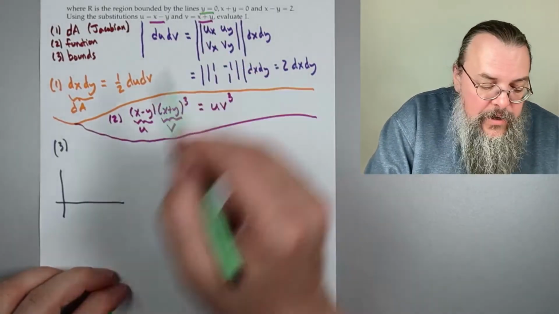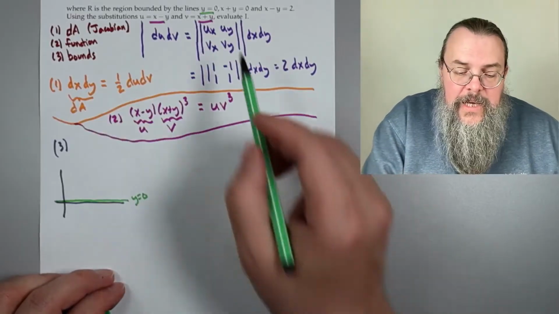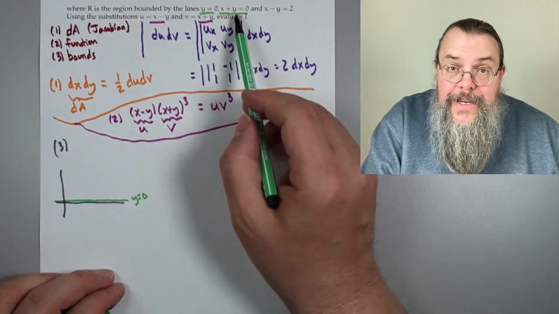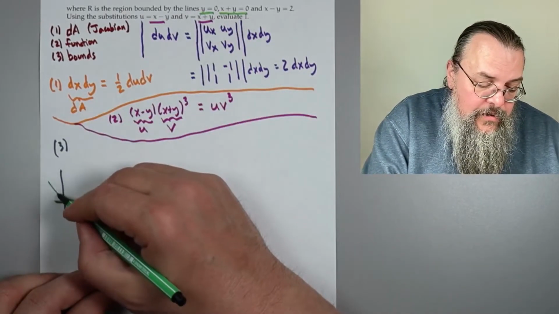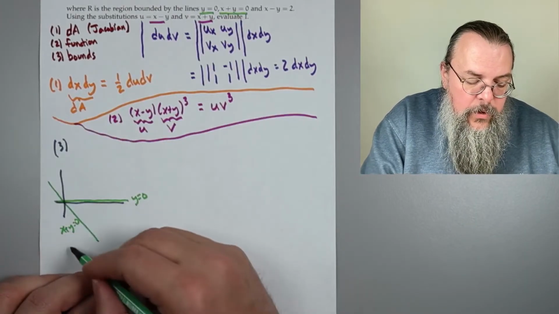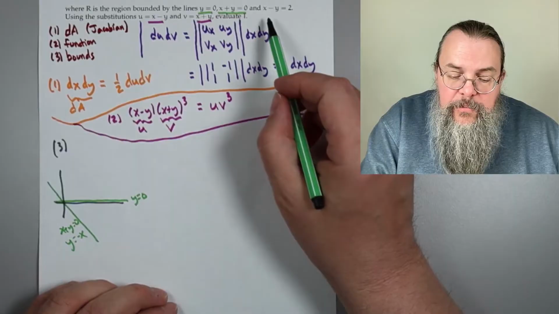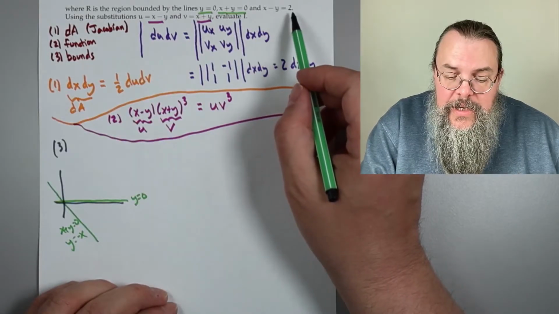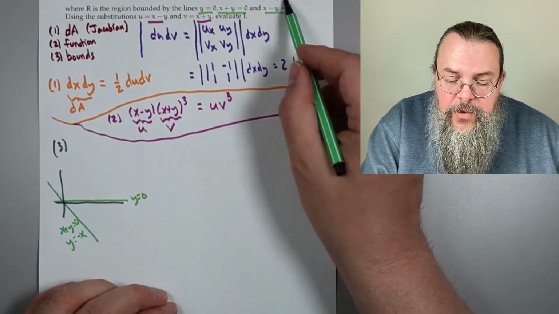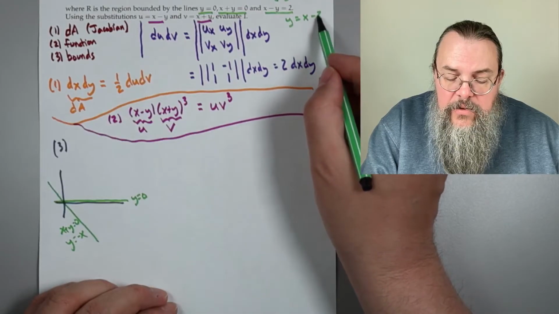We have y equals 0. Okay, we know how to sketch y equals 0. That looks like y equals 0. x plus y equals 0. Now, notice you can write that as y equals negative x. So this is x plus y equals 0, or y equals negative x. All right? x minus y equals 2. Now, what's that? Well, if we just move things around, since we're so used to it, that's y equals x minus 2.